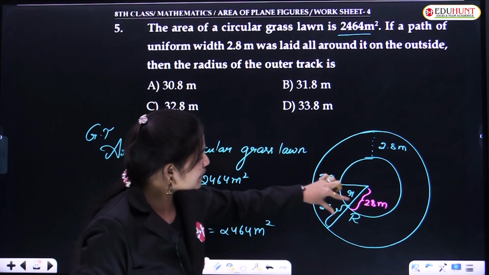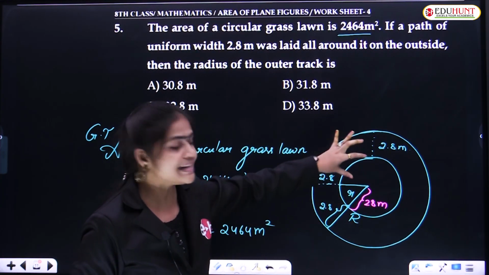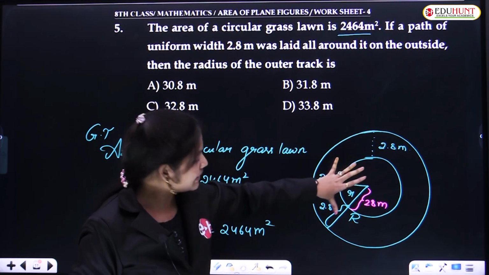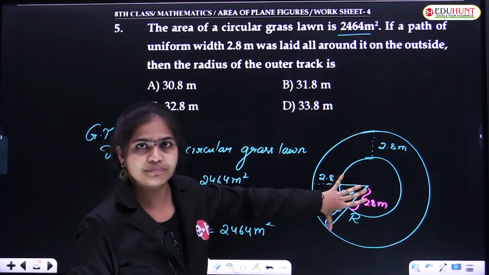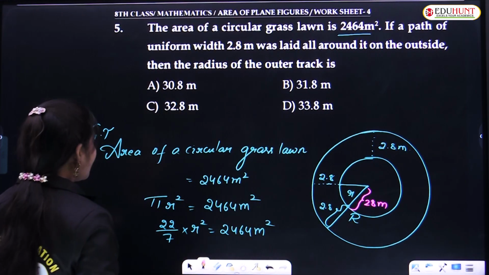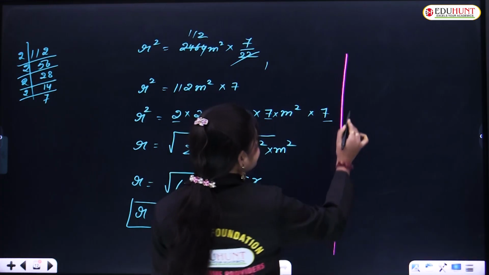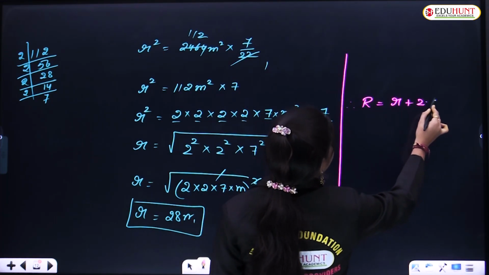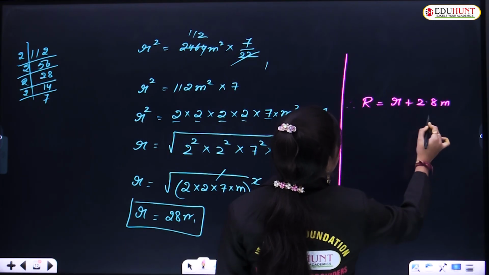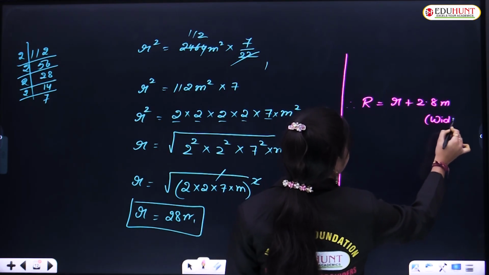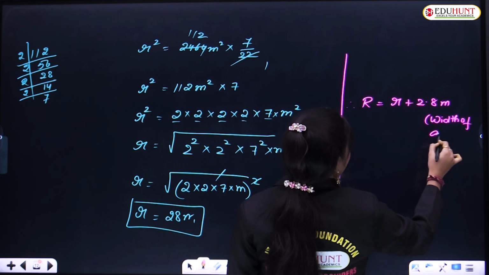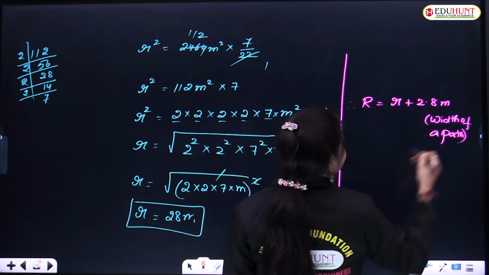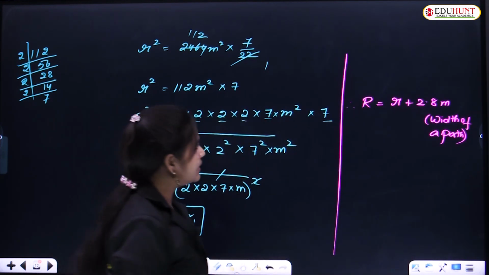Now here r is equal to the width of this path, and in the same way the radius of the outer circle we will get as capital R. We just need to find out capital R only. Now here R is equal to small r plus 2.8 meters. This is the width of a path. 2.8 they already gave in that question.